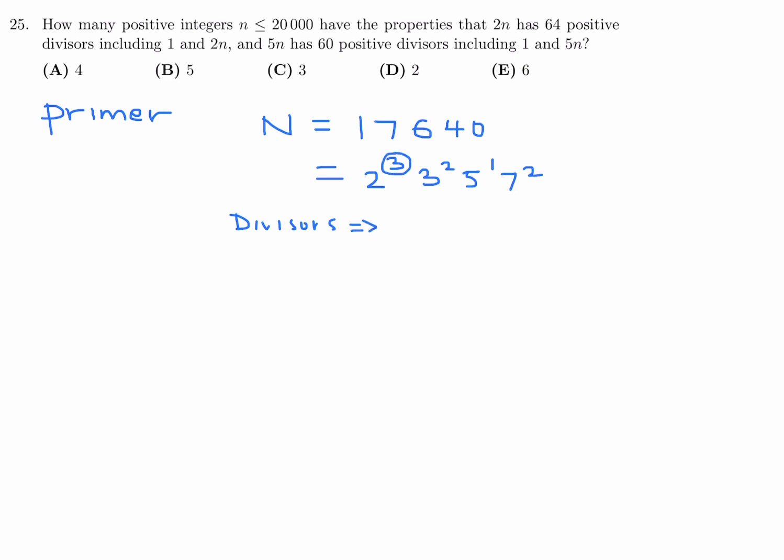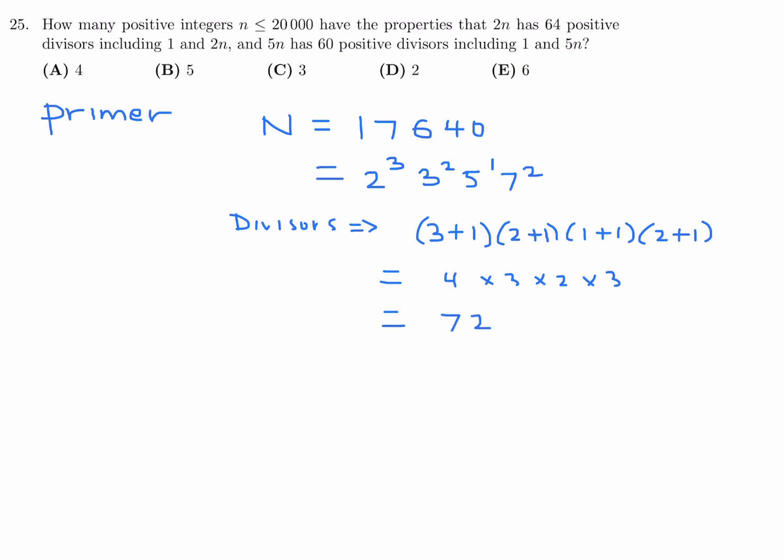You would take this exponent, add 1. Then take this exponent, add 1. And then you would take this exponent and add 1. And finally this exponent and add 1. So this would be the number of divisors. You would multiply them all together. So 4 times 3 times 2 times 3. And that's 12 times 6, which is 72. So that means that this number has 72 divisors. And that is the system we will use throughout this question.